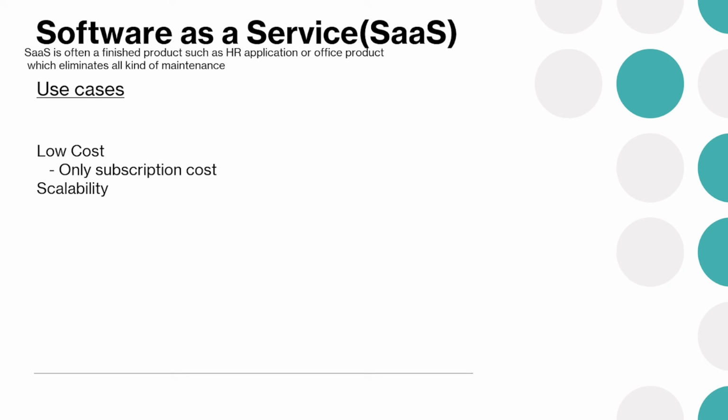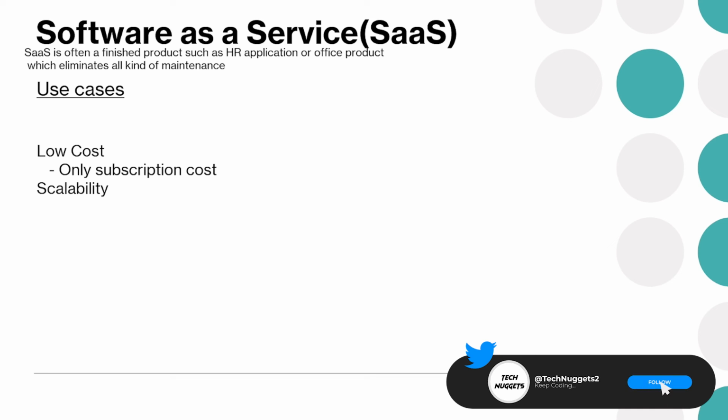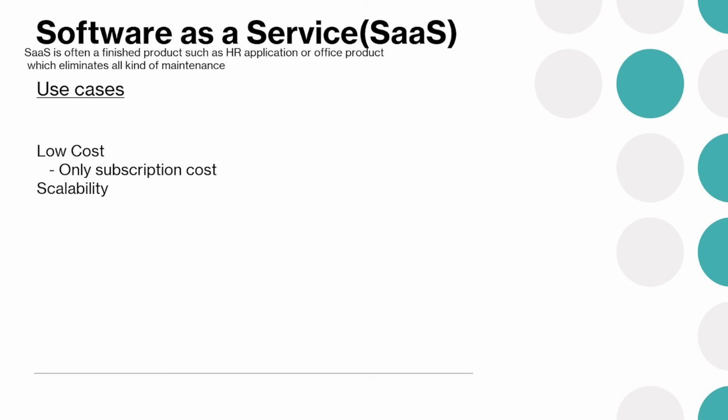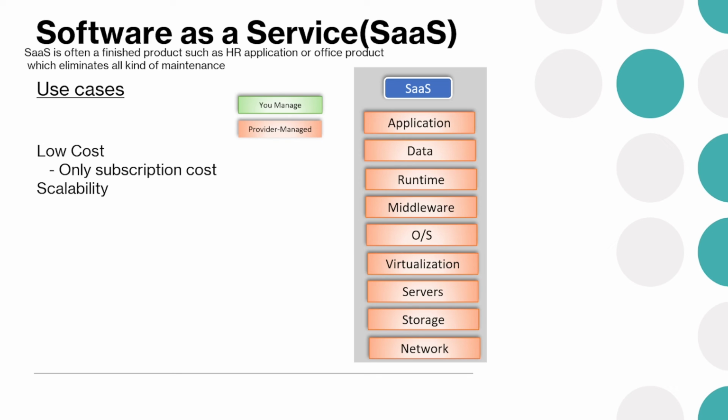So what exactly is SaaS? SaaS is often a finished product such as an HR application or office product, which eliminates all kinds of maintenance. As a consumer, you just consume as a subscriber by paying the subscription cost. So in the SaaS model, what do you manage? You manage nothing. Everything is managed by the provider. That's the beauty of SaaS because you are just a consumer, and it is useful for rapid development, and productivity increases because you are just a consumer.